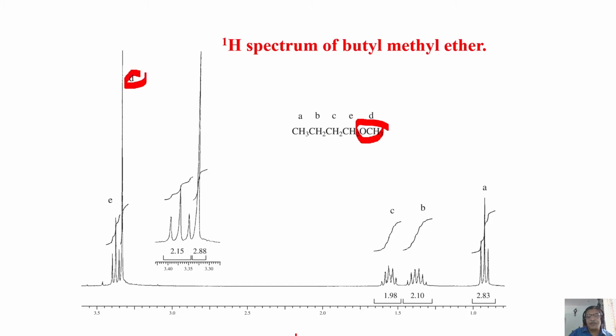This is proton D. It is not coupled to anything, though CH2 is there. This CH2 is coupled to this, so it has to be a triplet. See, there is a triplet here. This is proton E.